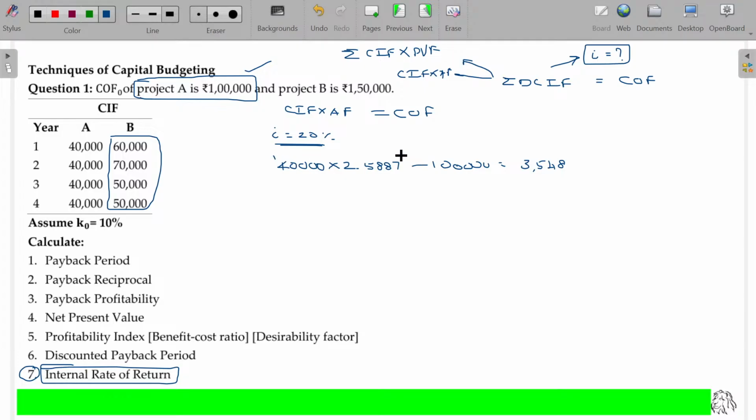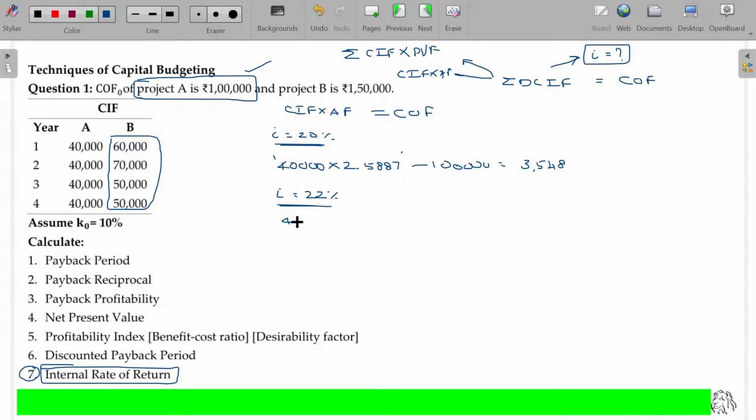This value being 1,03,548. Outflow being 1 lakh. So not matching. Otherwise the discounted value is higher by 3,548. Now this value should be reduced. To reduce, what we have to do? Increase the rate of interest. So the rate of interest is increased from 20% to 22%.